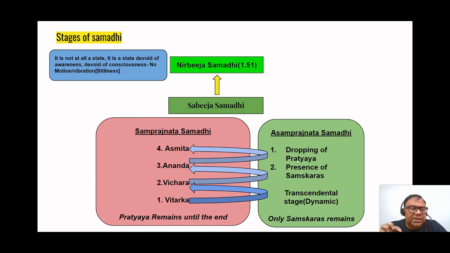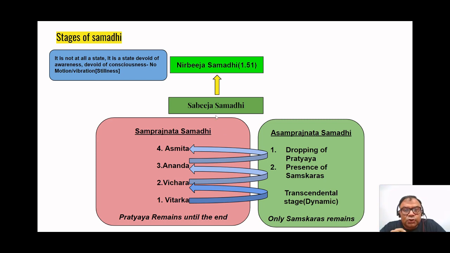Samadhi is not a static stage. This is the dynamic stage. It is basically the transcendental stage. Every time, in these four stages, there is a gap in between. And that gap is nothing but the Asamprajnata Samadhi, because in that particular gap, what exactly is happening? You are dropping the pratyaya of the previous stage while keeping the samskaras. That means at this level, the existence of the samskara will remain.